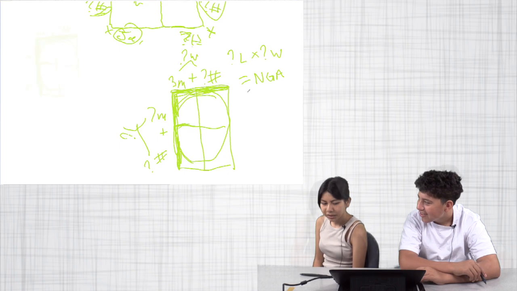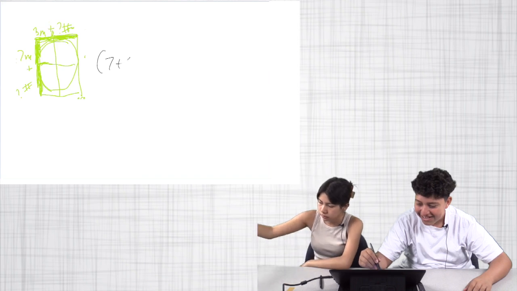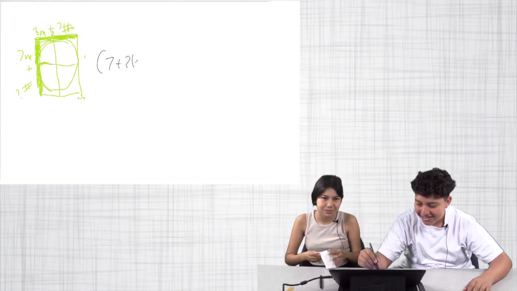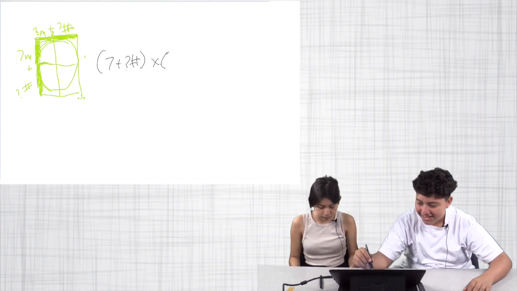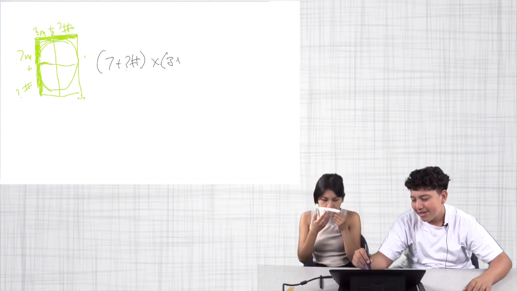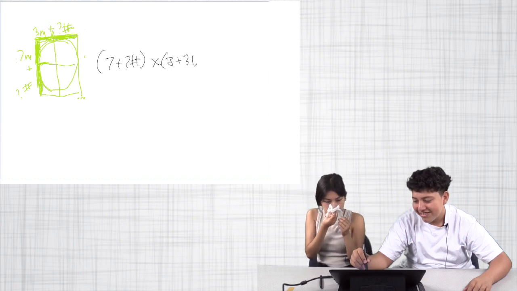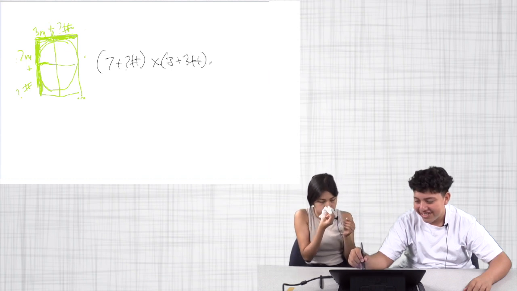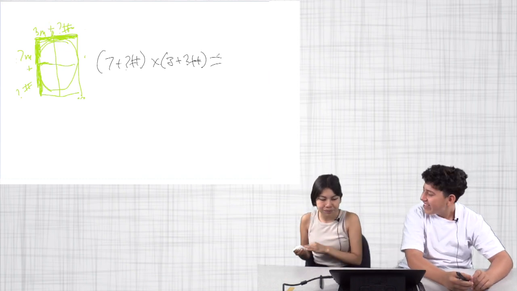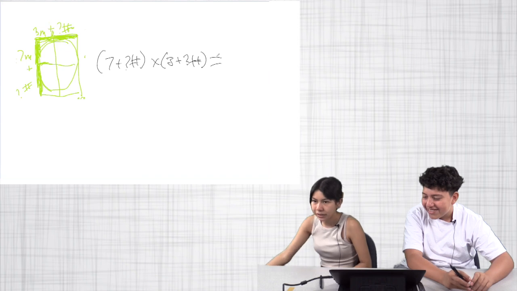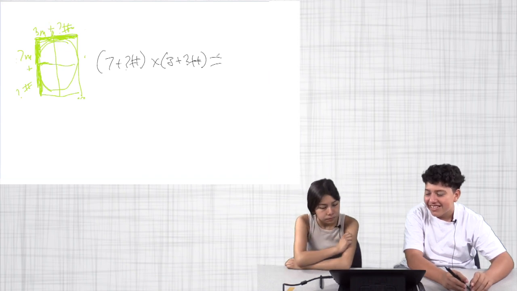I think so. Basically do 7 plus the unknown number, then multiply times the 3 plus the other unknown number. That's going to equal the area of the new garden. Yeah. Now, what was your idea, Mauricio?